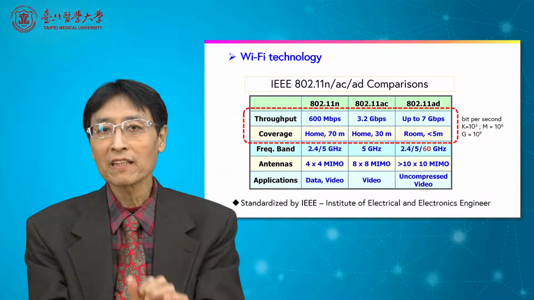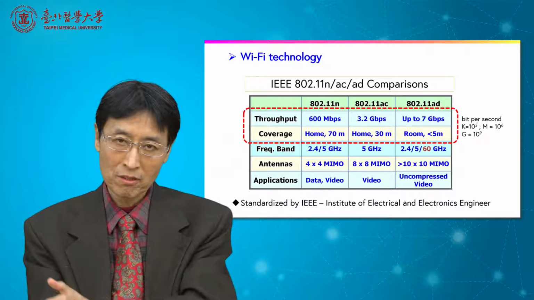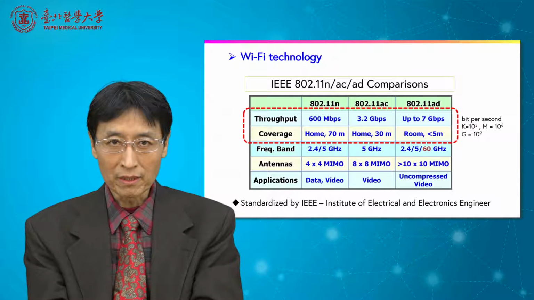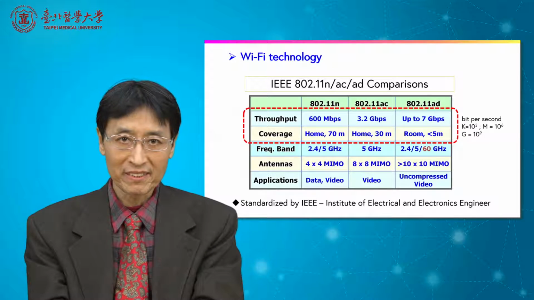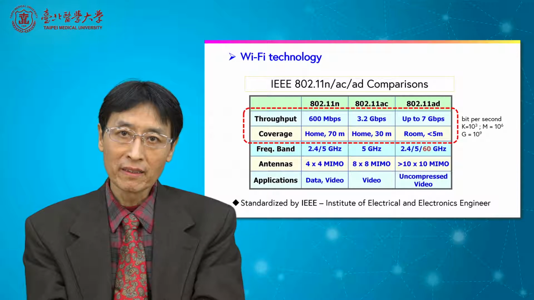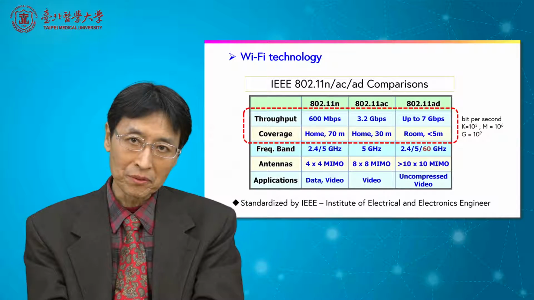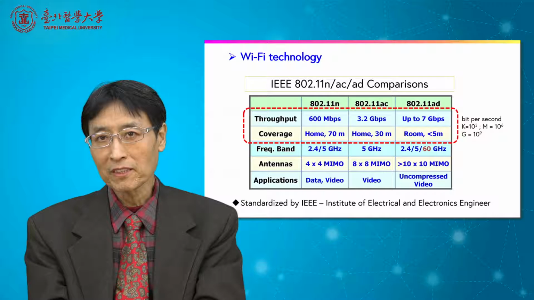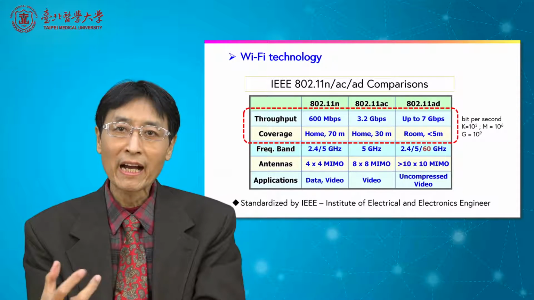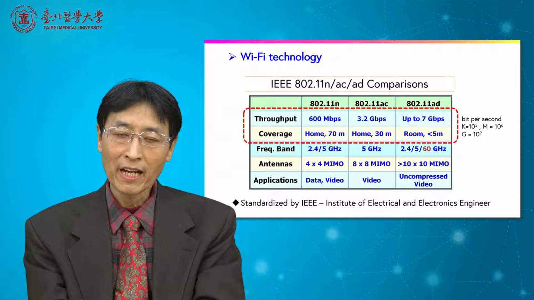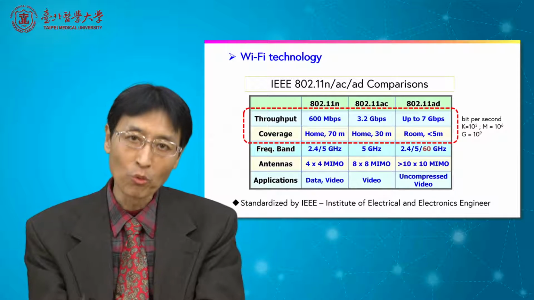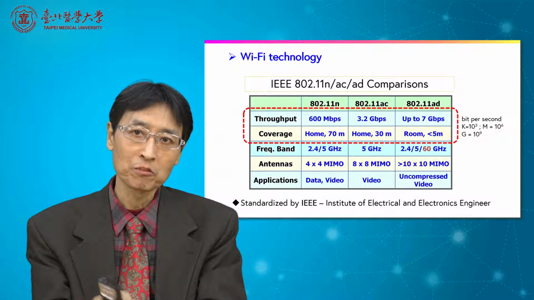So we only look at the first two. One is how fast the data can be transmitted under different standards or technologies. Look at 11n, it will be 600 megabits per second. 11ac will be 3.2 gigabits, and 11ad will be up to 7 gigabits. At 7 gigabits per second, we can transmit high-definition video without compression, in its original form, through the wireless. This is a very high speed.